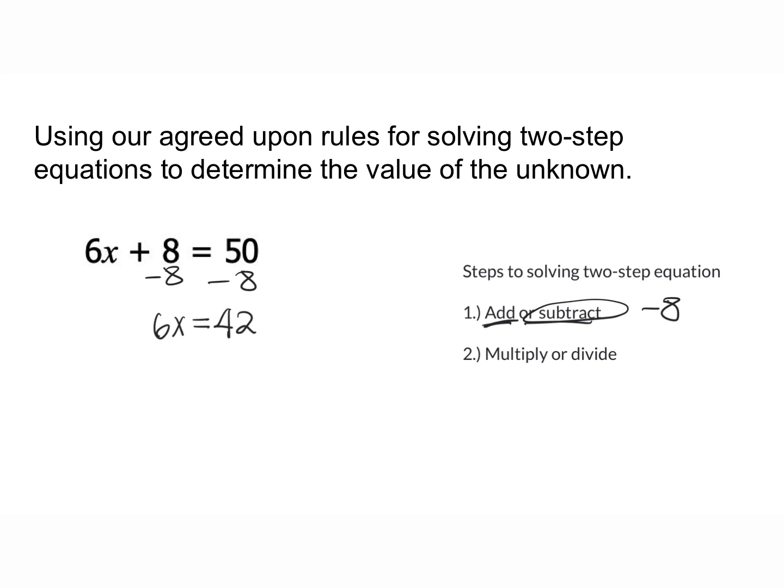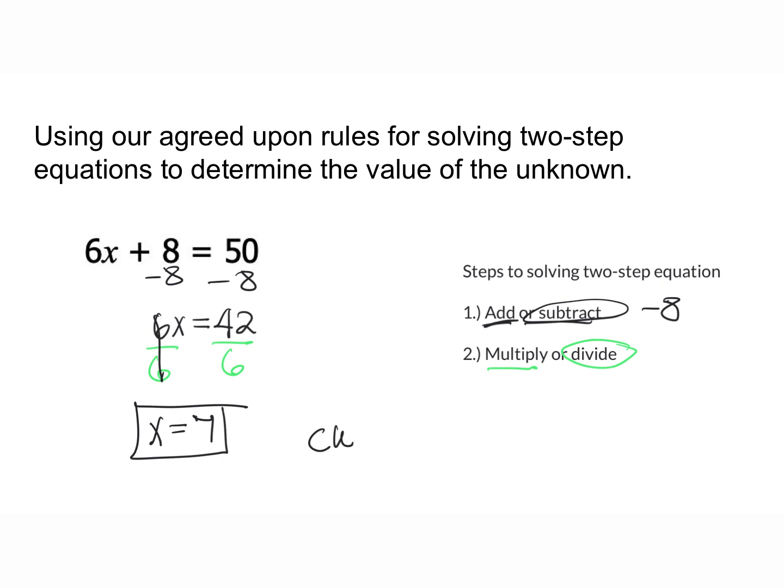And now we're going to multiply or divide. We have multiplication in our problem. So we're going to divide. We're going to divide both sides by our coefficient, which is 6. Cancels on this side. We get x alone here. 42 divided by 6 is 7.